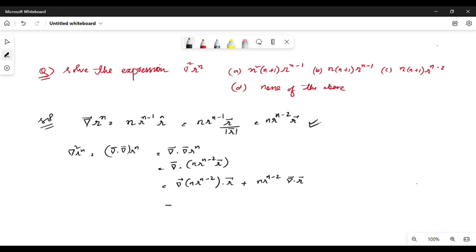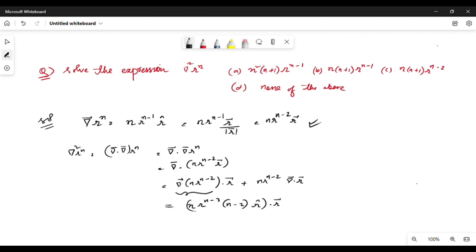Now the gradient of this, again I'm using the del r to the power n formula. Now it would be n r to the power n minus 3, sorry, then there will be a term of n minus 2, then r cap. Am I right? Yes, it is r cap.